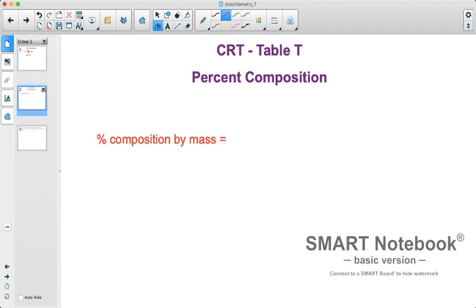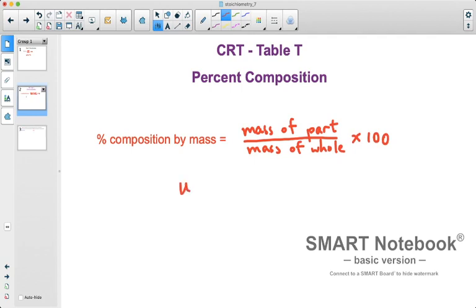And this is where you're going to need your reference table. If you open up to page 12, which is the back cover of your reference table, on table T, you'll have a formula that's known as percent composition by mass. If you look at the reference table, percent composition by mass is really just the mass of the part divided by the mass of the whole times 100. So essentially, it is just part over whole times 100. The units still end up being percent.